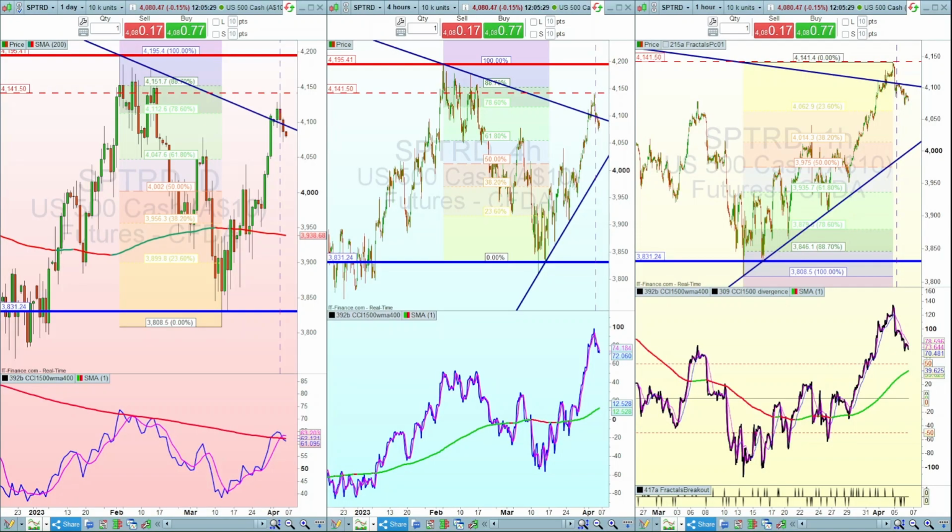Today is April 6, 2023. This is the US S&P 500 update. You can see here on a daily, 4 hourly and the hourly, the daily is still in a downtrend, although it did make a little bit of a false break on the CCI 1500 with a moving average 400, whereas the 4 hour and hourly are both in uptrends above their moving average.